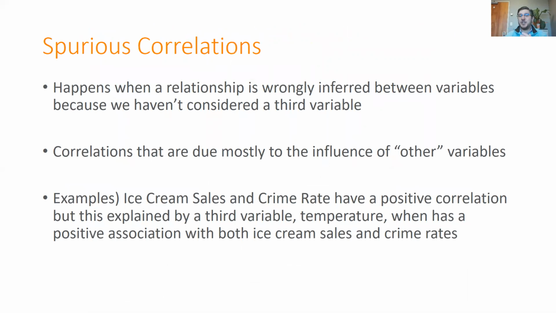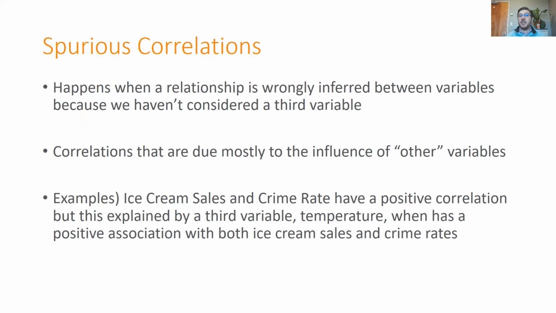The reason why we say correlation doesn't imply causation is because of spurious relationships, or spurious correlations. This is what happens when a relationship is wrongly inferred between two variables, and it's really because the relationship that the correlation is showing is due to the influence of some other variable. A really easy example is that ice cream sales and crime rate tend to have a positive correlation. But this doesn't mean that higher ice cream sales cause higher crime rates. It's really the effect of a third variable that's influencing both of these. And that third variable would be the weather, right?